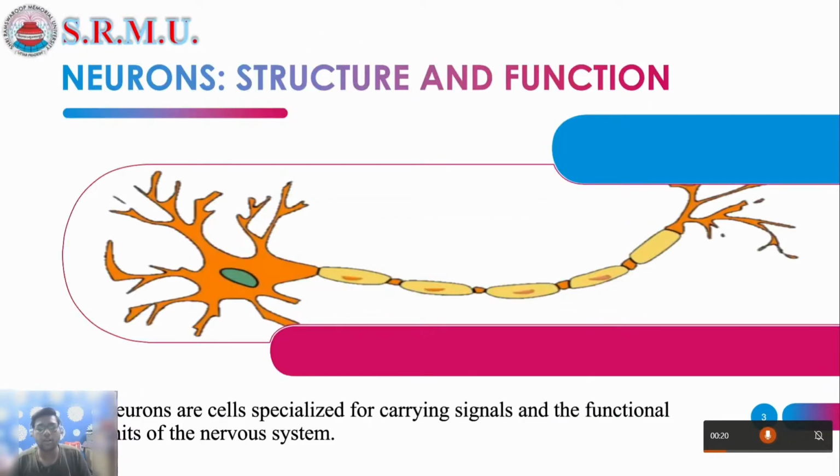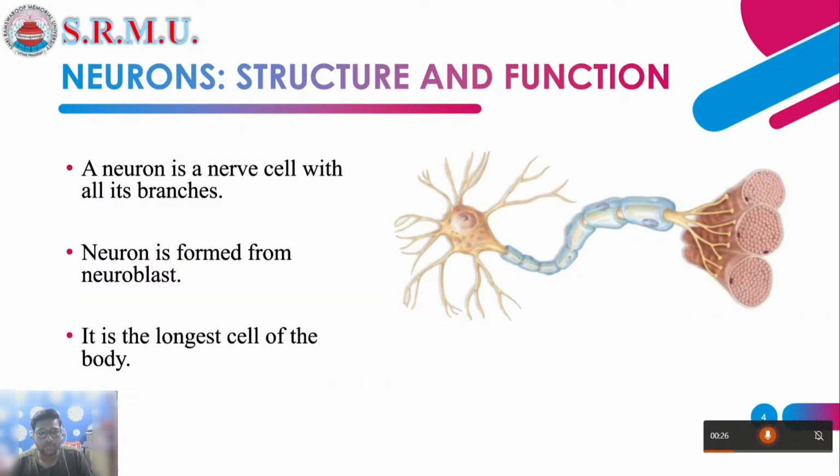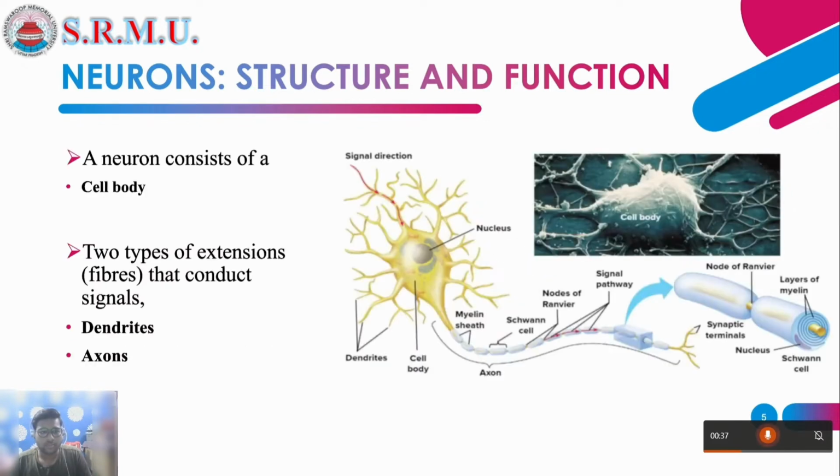So a neuron is a special kind of cell which carries signals and is also known as the functional unit of nervous system. A neuron has nerve cell and all its branchings. It is formed from neuroblast and it's the longest cell of the body. A neuron consists of cell body, axon, and dendrites.